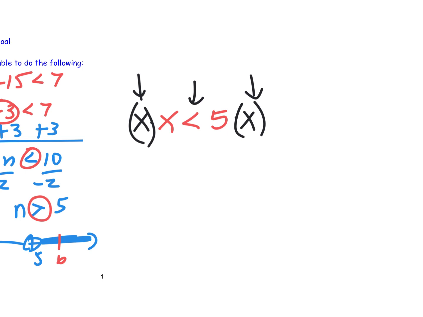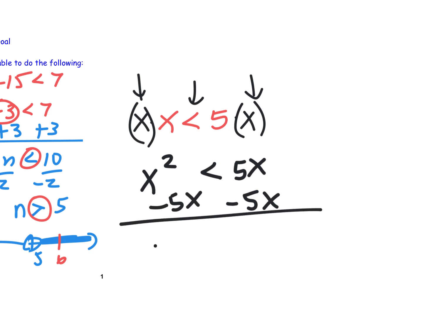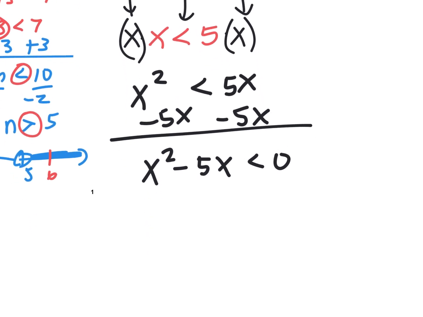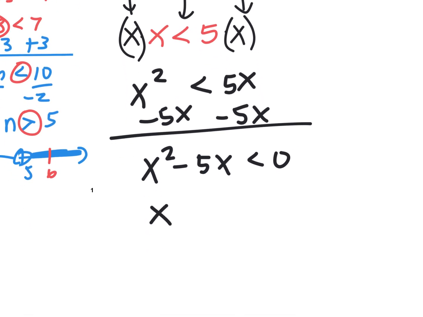Now I know there's some really smart kids in here that are going to be wondering, okay, why can't you do that? Why can't you multiply by a variable on both sides? Let me just finish this off. I think you'd agree that x times x is x squared is less than 5x. Then I'm going to have to subtract 5x from both sides, and then I'll have x squared minus 5x is less than 0. Now I'm going to factor it: x, parentheses, x minus 5 is less than 0.